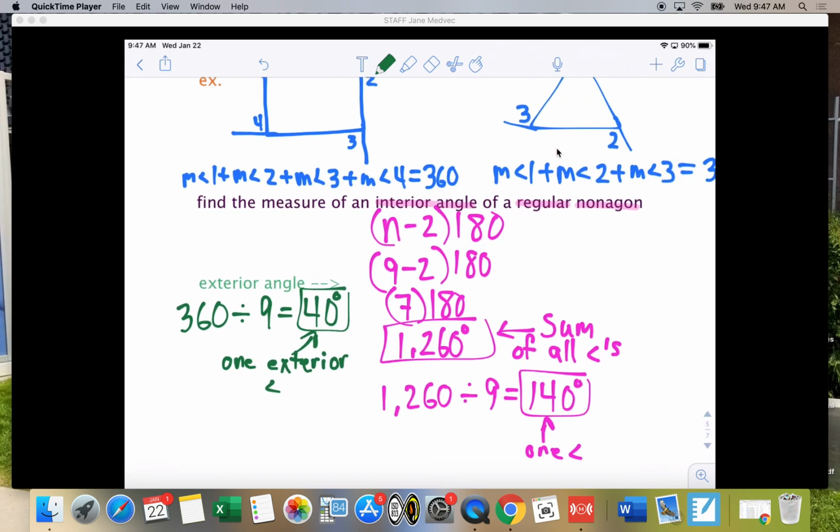So that is a sample of a test question that you could have. Notice how it's loaded. Interior, exterior, regular, nonagon. You have to know the number for exterior, 360. You have to know the formula for the interior. Questions?